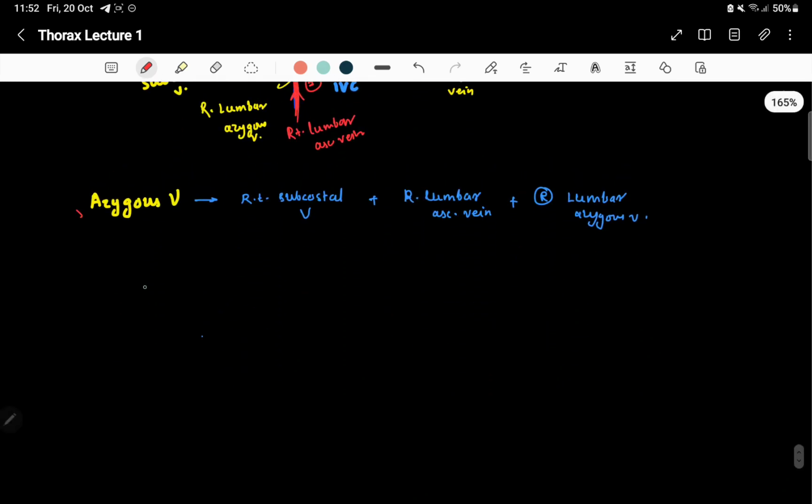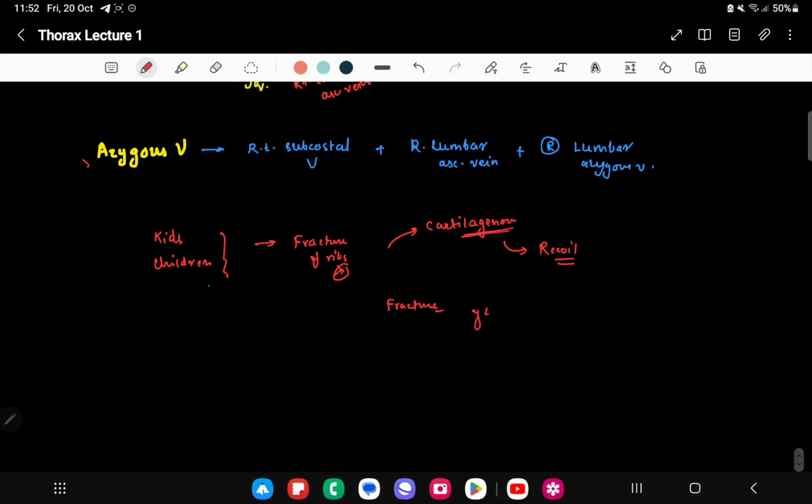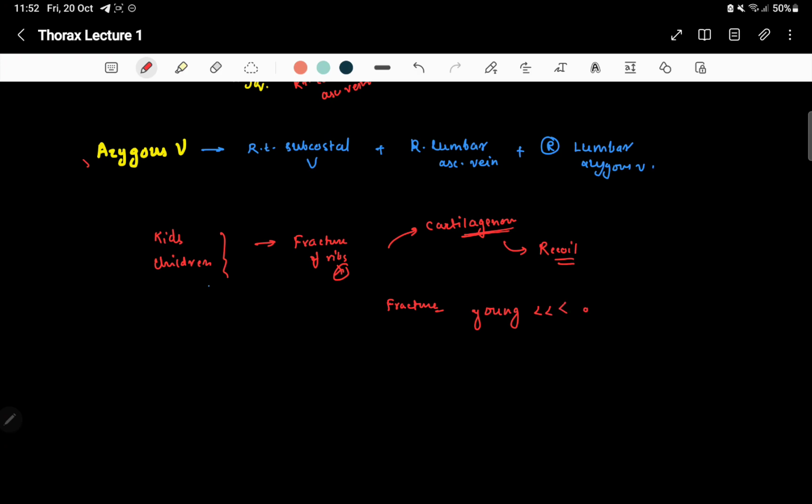Some infant rib points are there, like in kids and children. In kids and children, the ribs aren't fractured in chest injuries. Why does it not occur? Because the ribs are mainly cartilaginous, and have the recoil property. That's why. The fracture of ribs generally occurs in old people as compared to the young, because in old there is calcification of ribs, so they become brittle and are commonly injured.